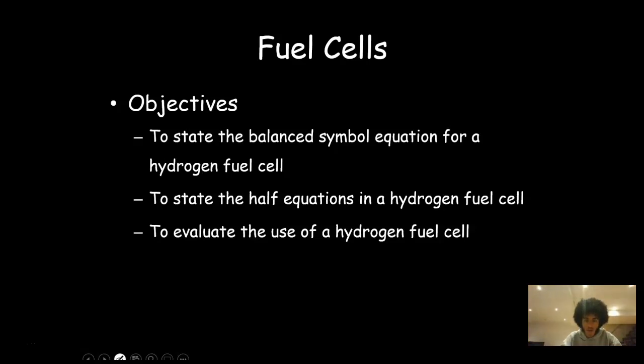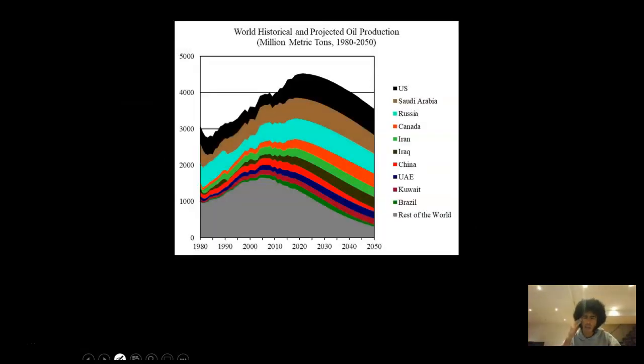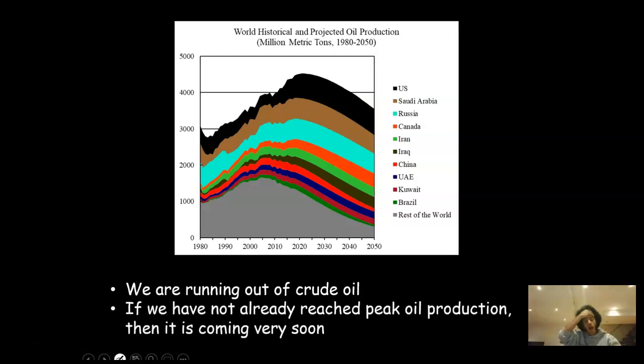So why are we learning about fuel cells? The thing to think about is just where we're at with regards to fuel. At the moment, our economy is very much still driven by using fossil fuels like crude oil, etc. And at the moment, we're running out. Now, the graph here is basically showing when peak oil production is projected to be. And basically, if we haven't reached peak oil production already, then we're probably going to reach it very soon.